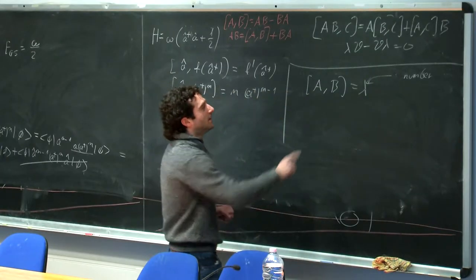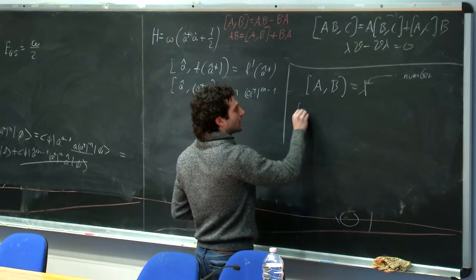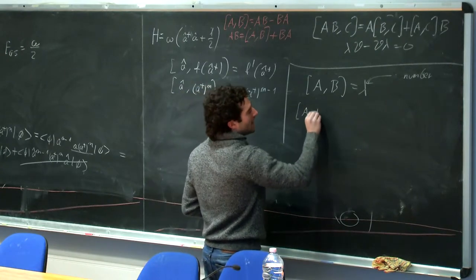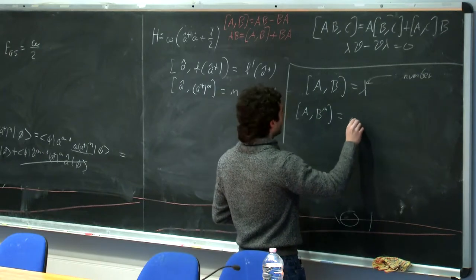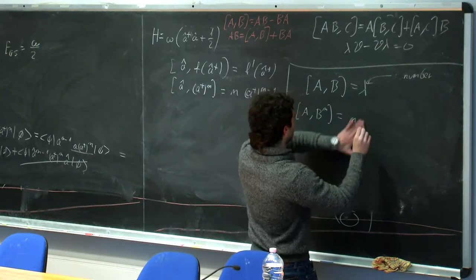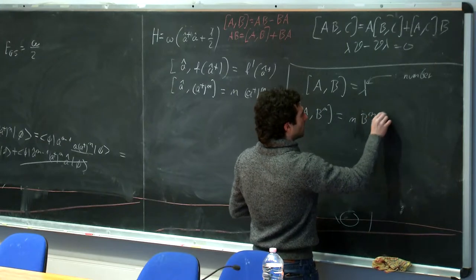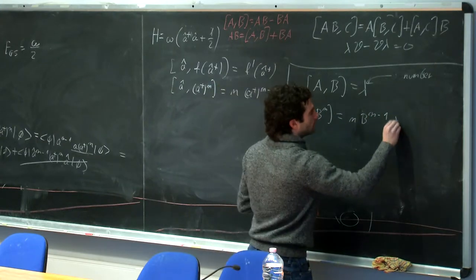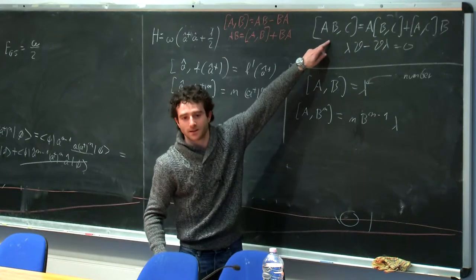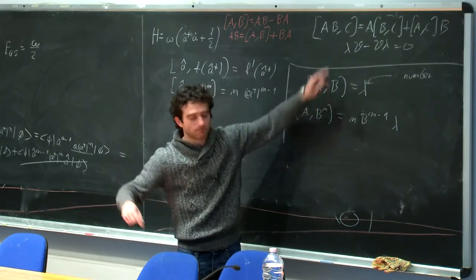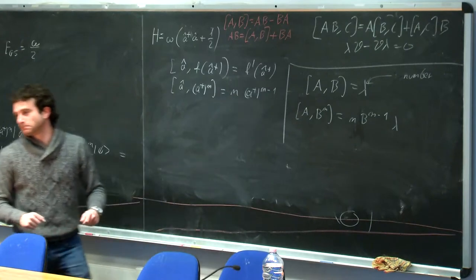Now, if you are interested in the commutator between A and B to the N, then you obtain this result. It's N B to the N minus 1 times lambda. How can you do this? You just apply this result N times, and you end up with this result.